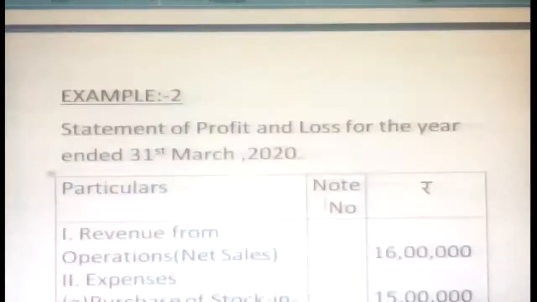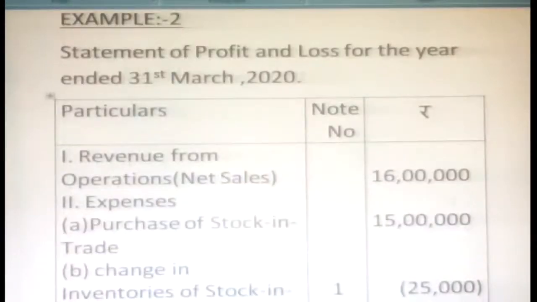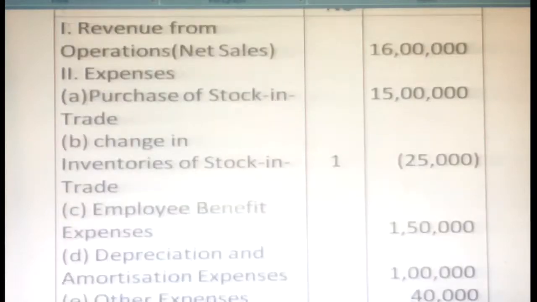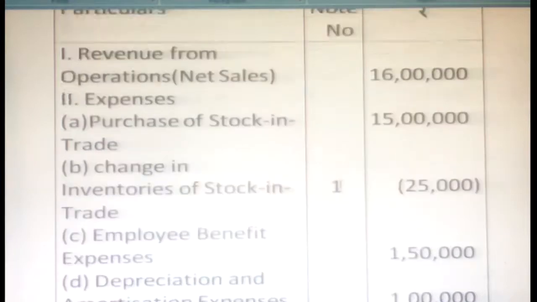Then another example we are going to discuss. Statement of profit and loss for the year ended 31st March 2020. They have given revenue from operations, nothing but net sales, 16 lakhs. Then purchase of stock in trade, 15 lakhs. Then change in inventories of stock in trade. They have given note number 1. This is note number 1.